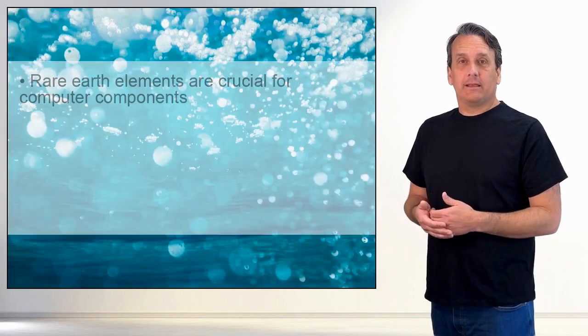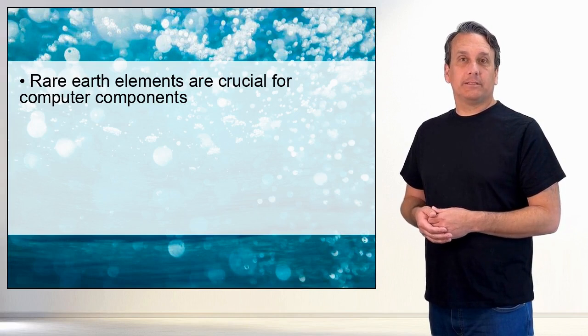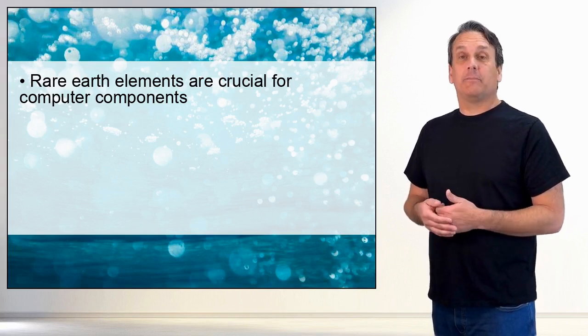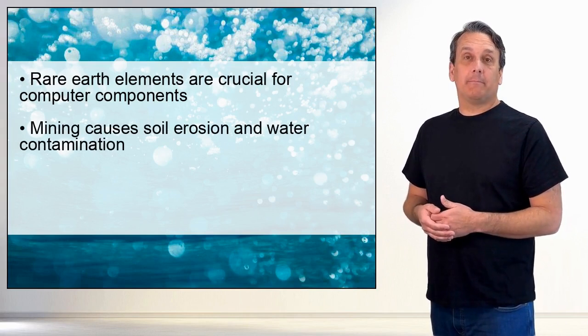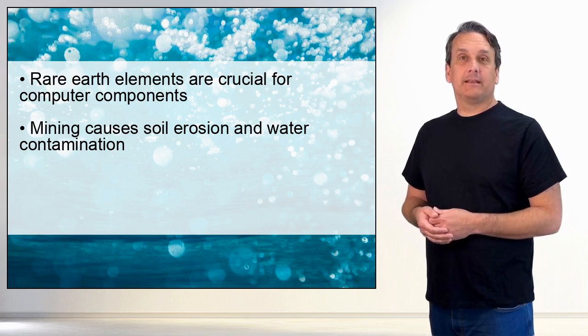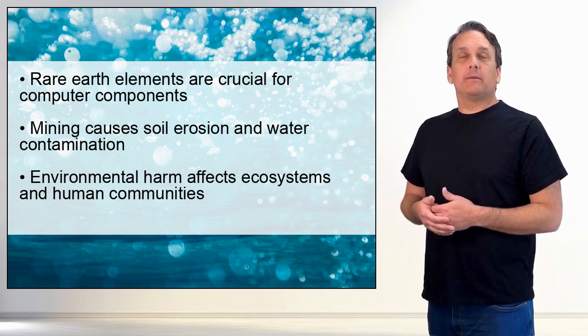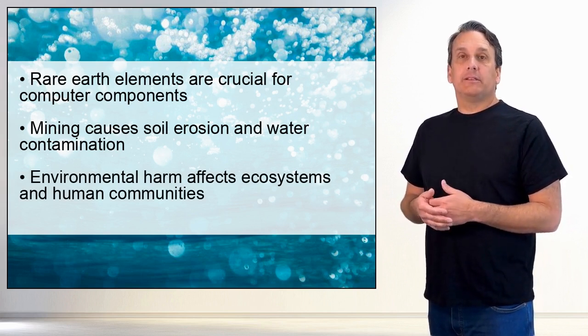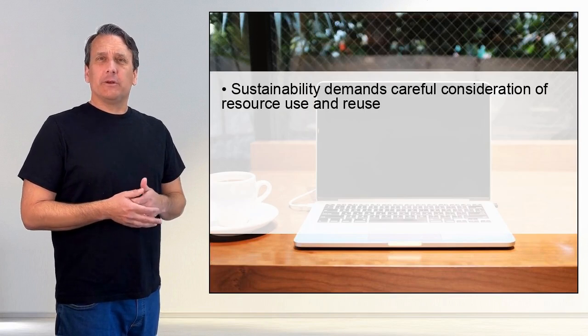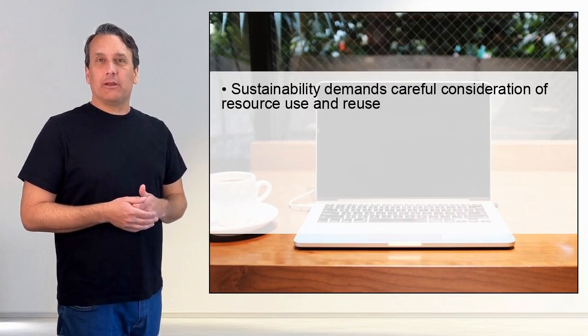An example of the environmental impact of computer manufacturing is the use of rare earth elements. These materials are crucial for making components such as screens, magnets, and batteries. Mining these elements often causes significant environmental harm, including soil erosion and water contamination, which negatively affects nearby ecosystems and human communities. This topic relates to sustainability, as it demands careful consideration of how resources are used and reused.